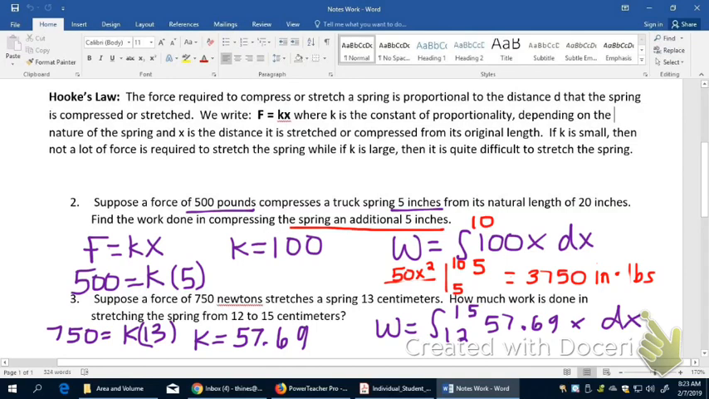We would find the antiderivative, which is 57.69 divided by 2x squared. Plug in 15, plug in 12, and subtract. And because I'm running out of room, I'm just telling you it's 2,336 newtons. And if you don't carry out the 57.69, you'll get a different answer.